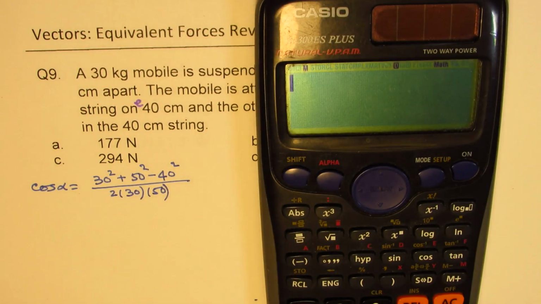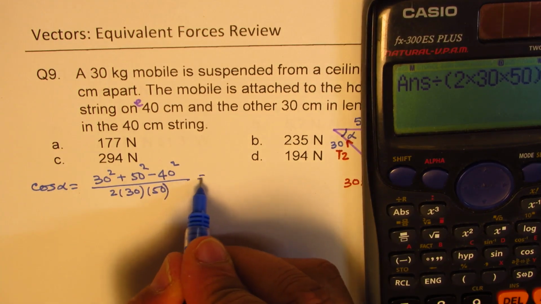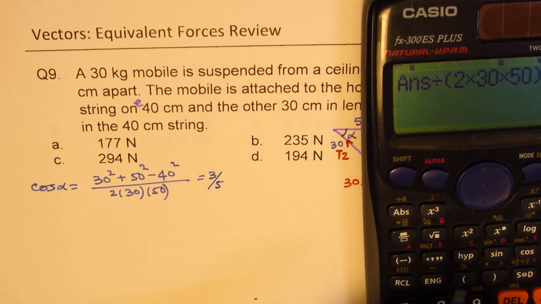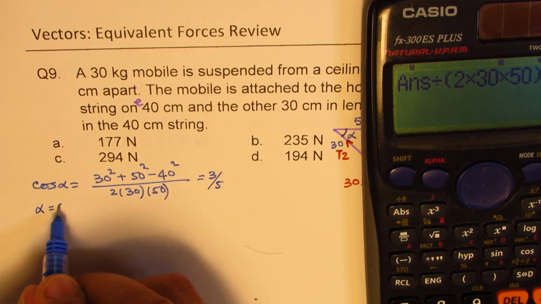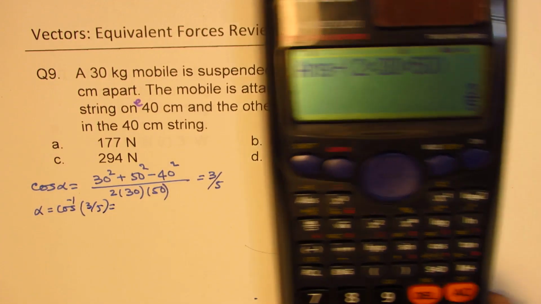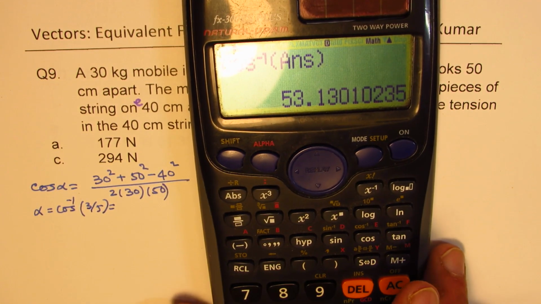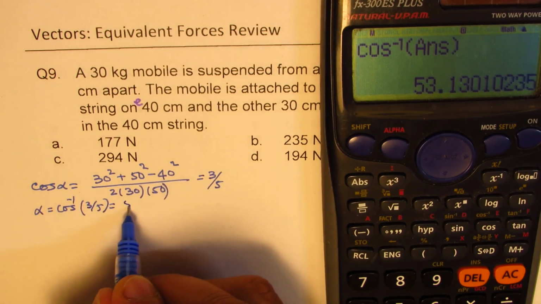So we have 30 square plus 50 square minus 40 square. We'll divide this by, within brackets, 2 times 30 times 50. So we get 3 over 5 here. So alpha is cos inverse of 3 over 5, which is shift cos inverse of our answer. That gives us 53.13.